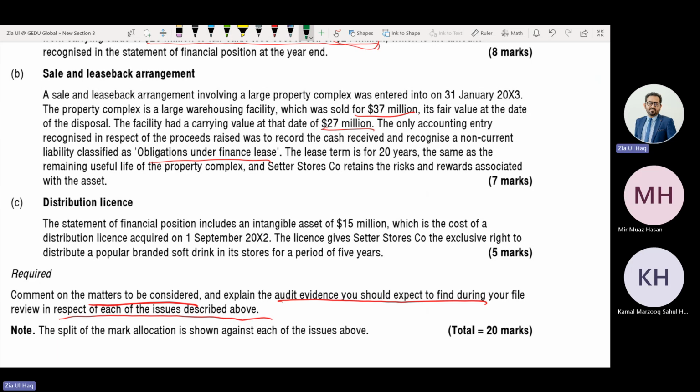So we have discussed the materiality. We can discuss the 10 million with the profit and this 37 million with total asset. Sir, what should be the evidence in our working paper?